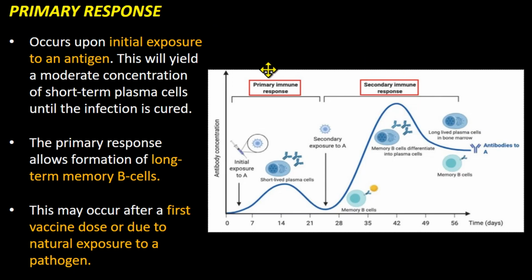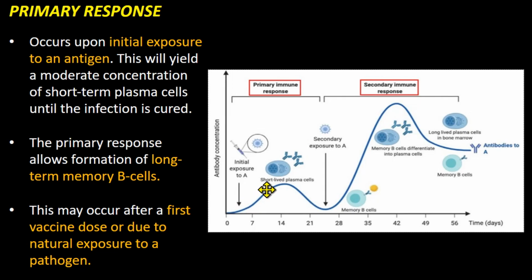So what happens during the primary immune response? Well, this occurs due to initial exposure to an antigen. This is like the first time, for example, you come into contact with measles or COVID-19. This will yield a moderate concentration of short-term plasma cells. So you see in the antibody concentration here, this is going to rise not too much, but a little bit, because this is going to be in response to the infection.